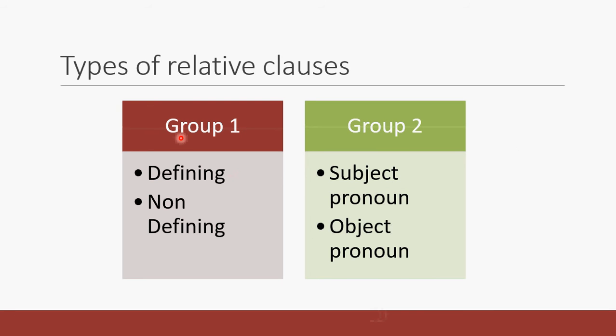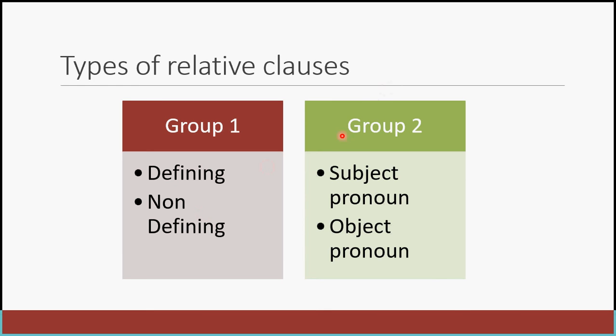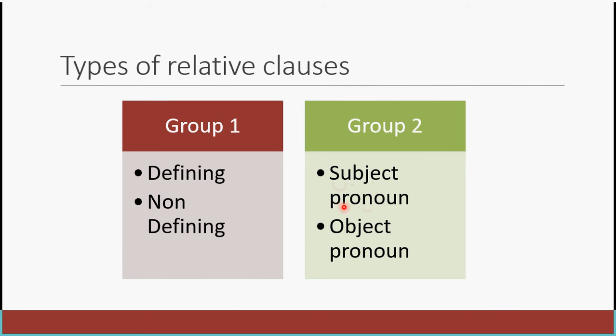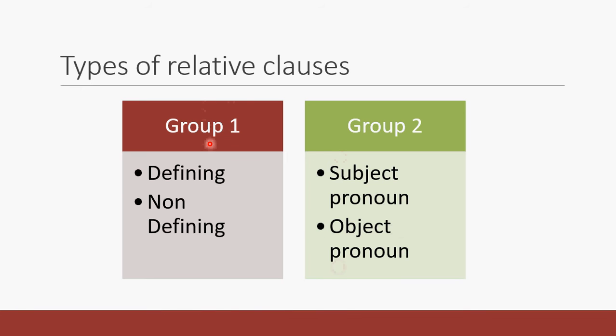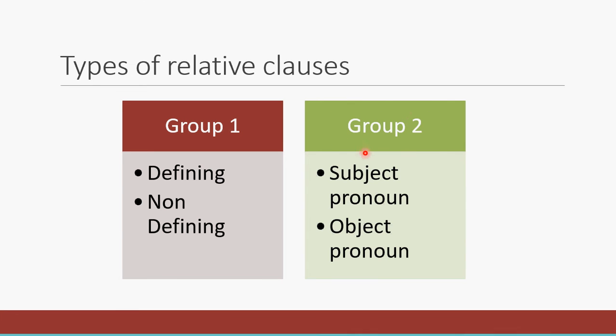Types of relative clauses. In group number 1, we have the defining and non-defining relative clauses, and in group number 2, we have relative clauses as subject pronouns and also relative clauses as object pronouns. In the first video, we talked about the relative clauses in group number 1. Now we're going to talk about the relative clauses in group number 2.